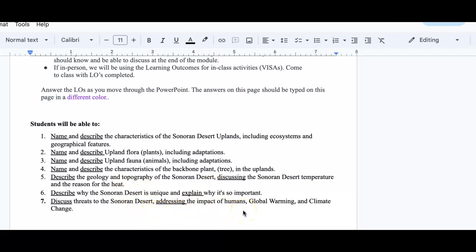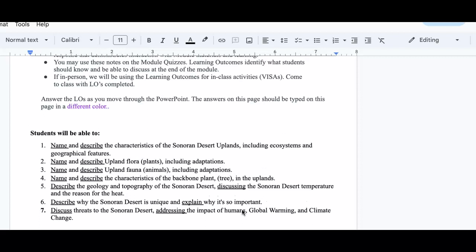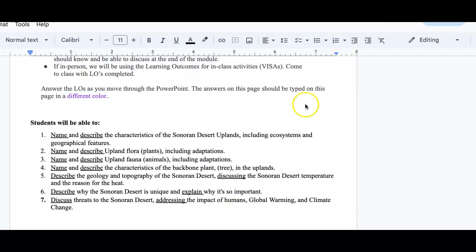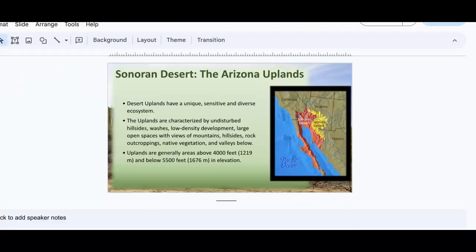Talk about why, again, Sonoran Desert is so unique and why it's important. Then we're going to get into some of the threats and that human impact on the Sonoran Desert, including global warming and climate change. So these are your learning outcomes for Module 12. And you're going to see here the slides.